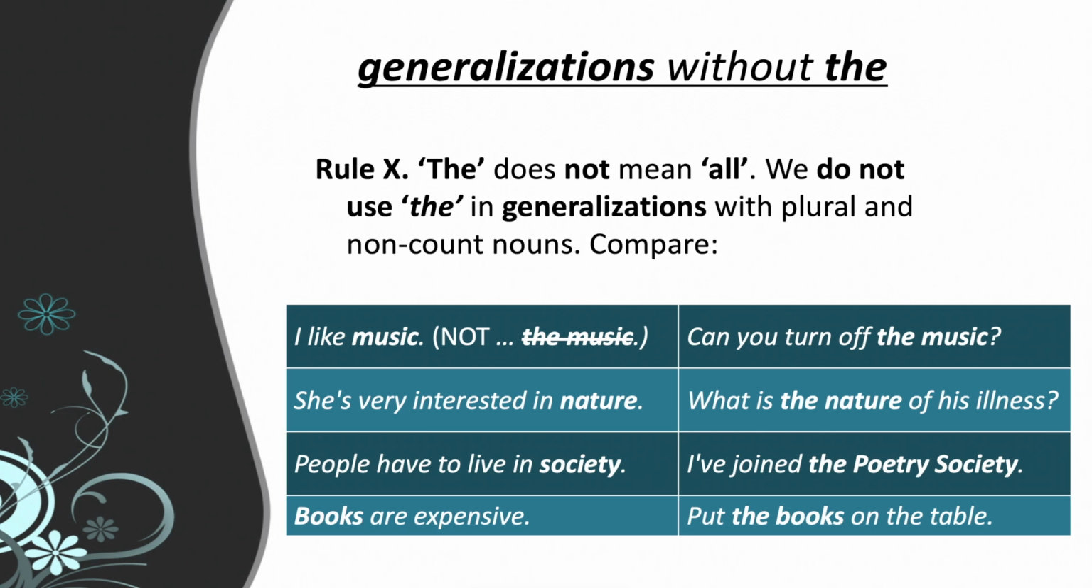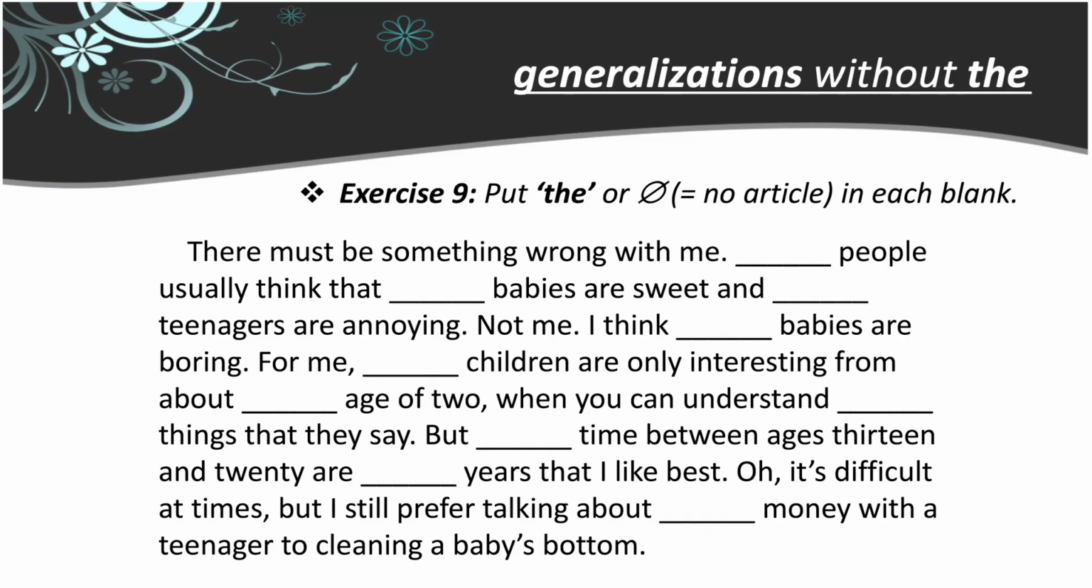Are you ready for your practice exercise? That's exercise 9. This time, put the or the symbol for no article in the blanks in the paragraph. Come back when you're ready for the answers. Ready? Here goes. There must be something wrong with me. People usually think that babies are sweet and teenagers are annoying.